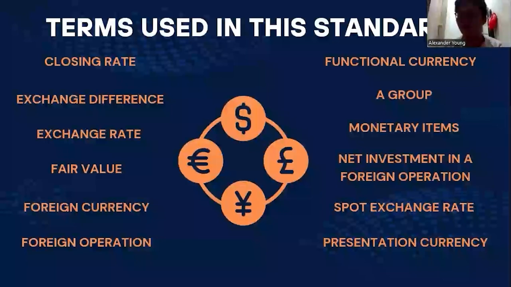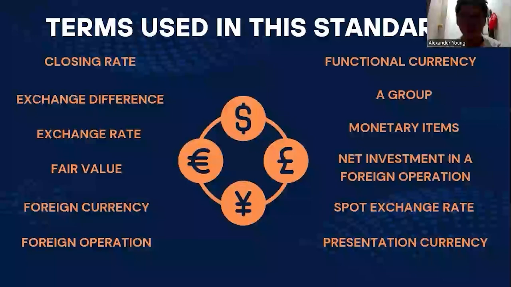Next is the foreign operation. So it's an entity like a subsidiary, associate, etc., the activities of which are based or conducted in a country or currency other than those of the reporting entity. So when you have a branch in other countries, it's considered a foreign operation. Next one is the functional currency. The currency of the primary economic environment in which the entity operates. So if the entity operates in USA, so the functional currency is USD.